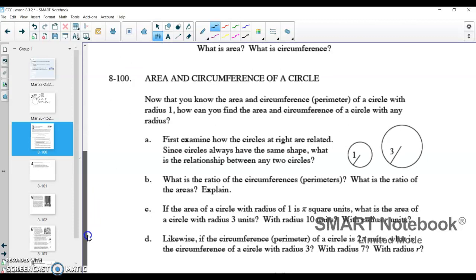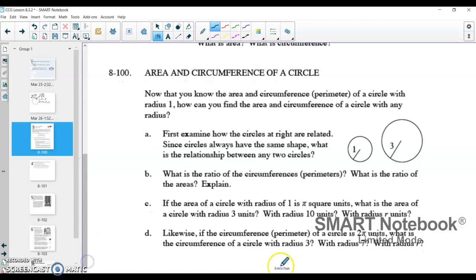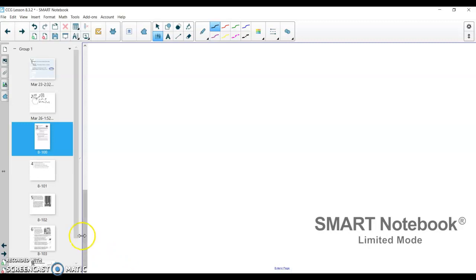The first problem here: now that you know the area and the circumference, or perimeter, of a circle with radius 1, how can you find the area and circumference of a circle with any radius? Okay. So if you are looking at this problem, you might want to pause now. In part A, it says, first examine how the circles at the right are related. I'm just going to do the work below here as I extend my page.